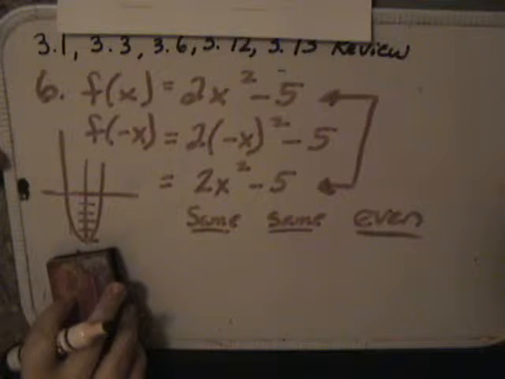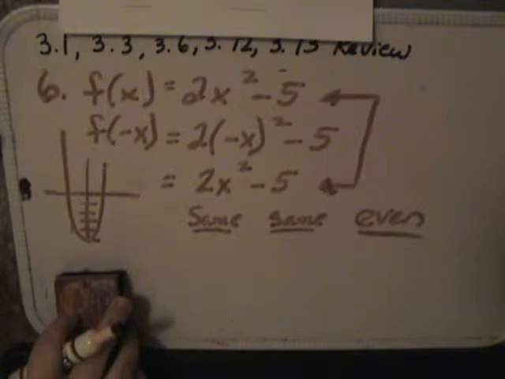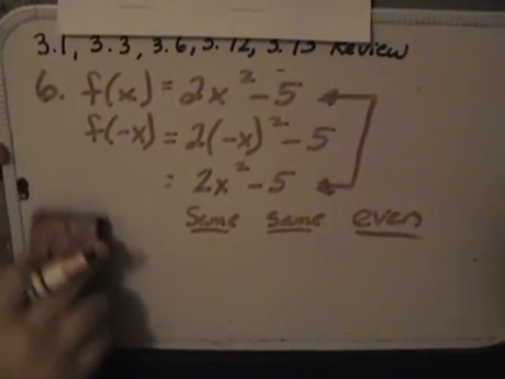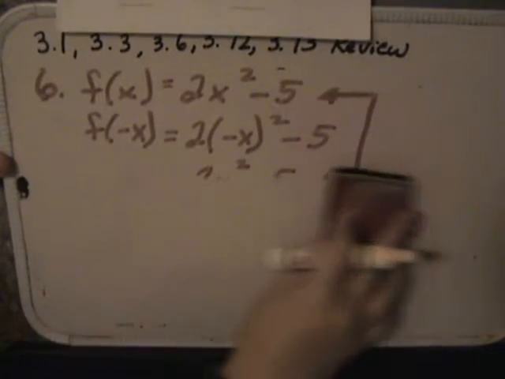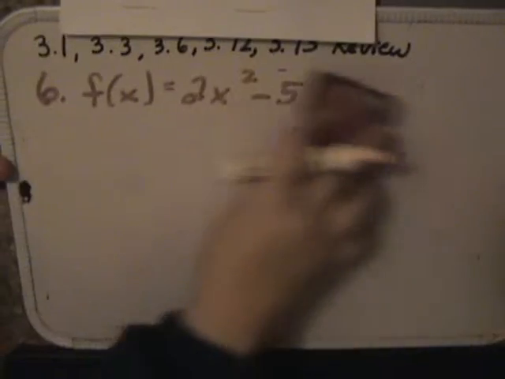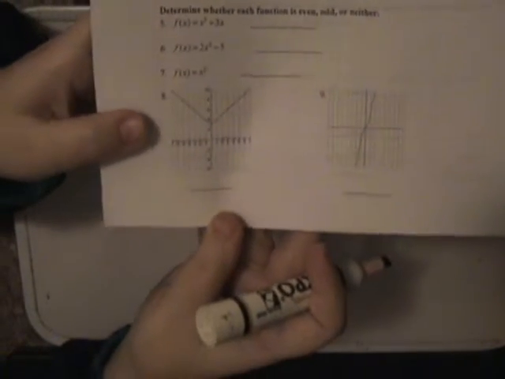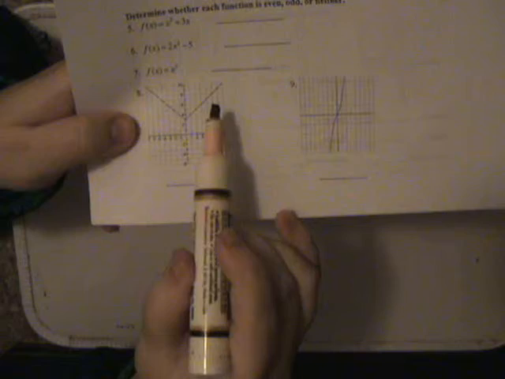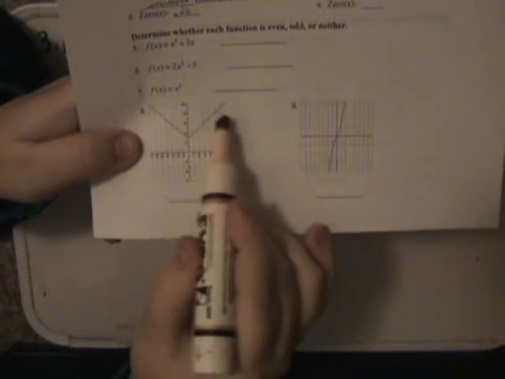Now, for number 8, we have even, odd, or neither. And number 8 is an absolute value function, and it looks like a V. We've got it right here. If you look at number 8 here, you'll notice that the graph is even on both sides of the x-axis, and that makes it an even function. You just look at it and say, hey, it's the same on both sides, and that's even.